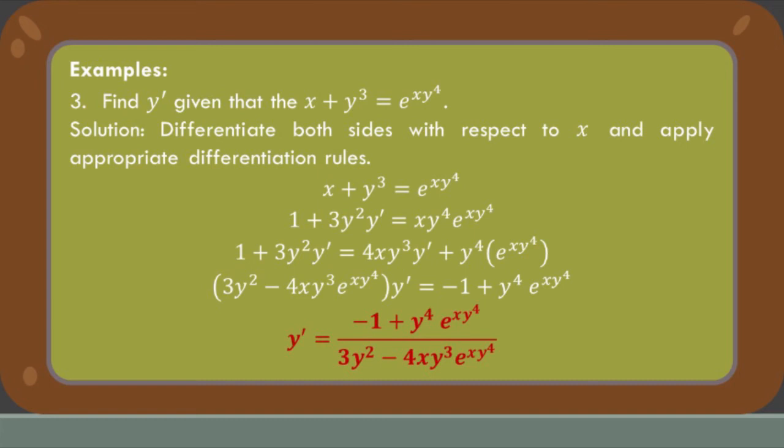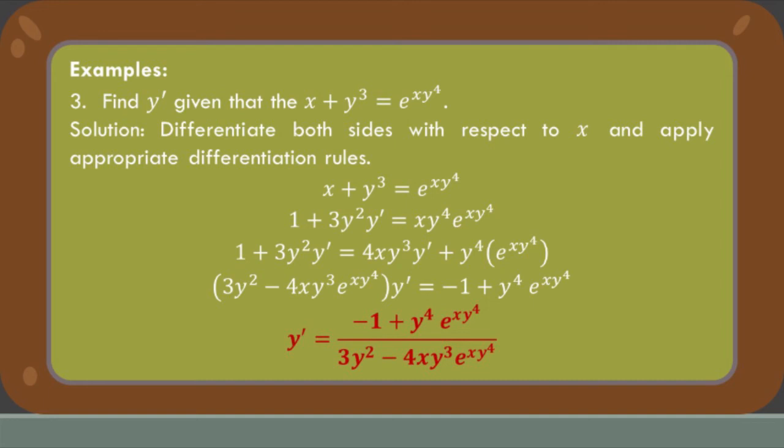Now we have 1 plus 3y squared y prime is equal to the derivative of x y to the fourth times e to the x y to the fourth. So we have 1 plus 3y squared y prime equals 4x y cubed y prime plus y to the fourth, times e to the x y to the fourth.